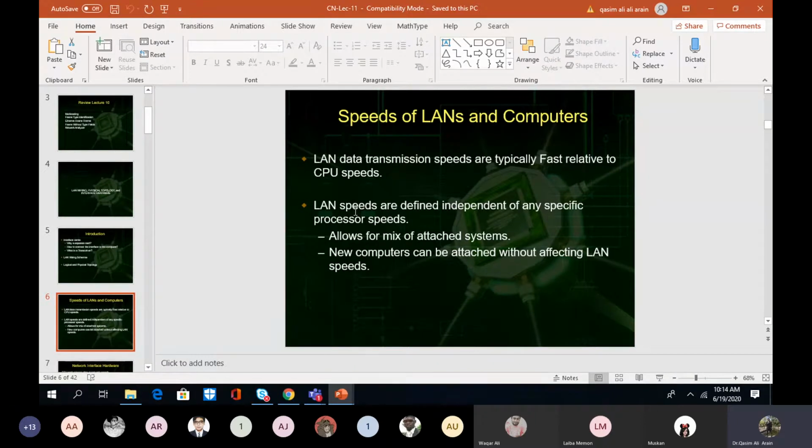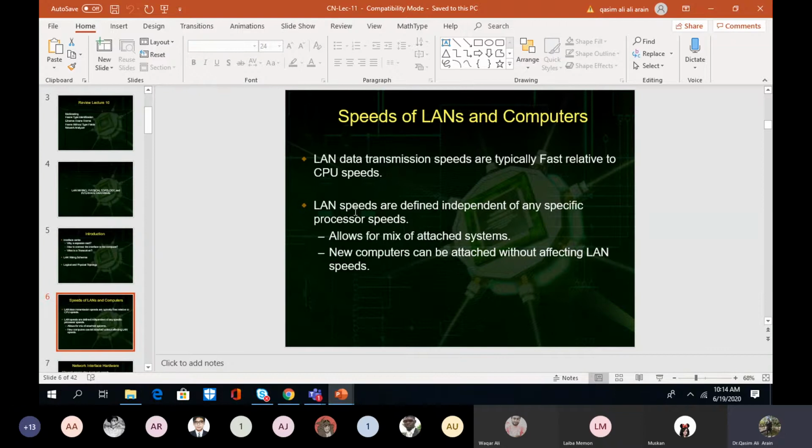Now see the same thing that I have told you, that your LAN speed is independent of any specific processor speed. We don't know, let's suppose, if Intel is making a processor, what its CPU cycle speeds will be. If some other company is making a microprocessor, they might have their own speeds. So due to that, your LAN speed and your CPU speed might be different. Due to that, we need an intermediary device that is called your LAN card, which is going to manage this speed difference.